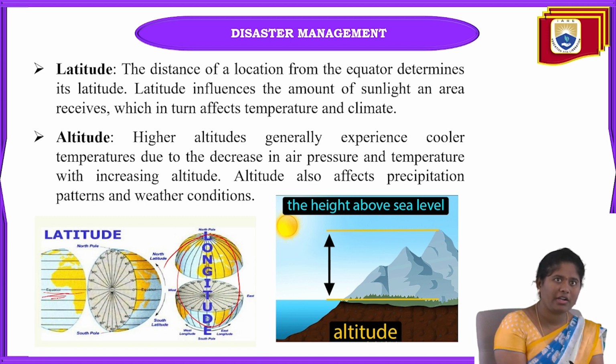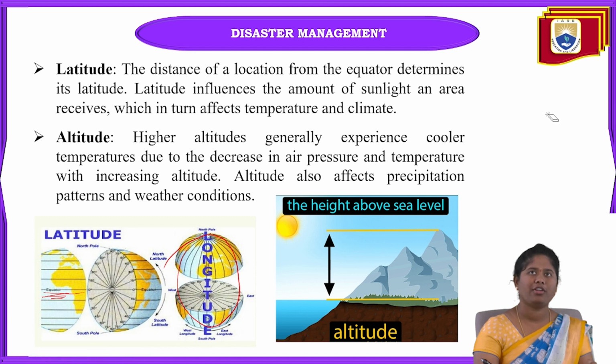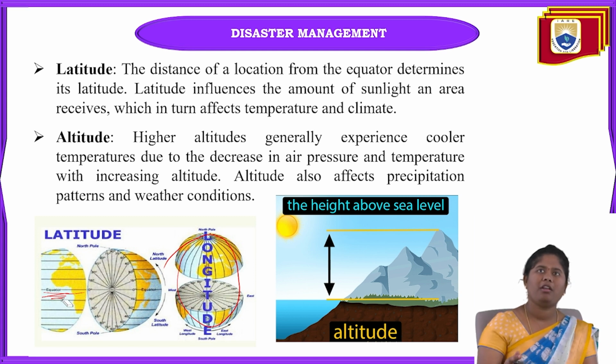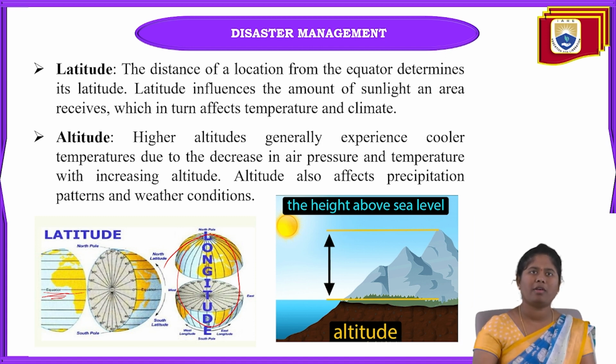You can see the equator here, and from this equator to the location, because of this latitude, what is going to happen and how will it influence the climatic conditions? Latitude is the distance of the location from the equator, and the equator determines the latitude.